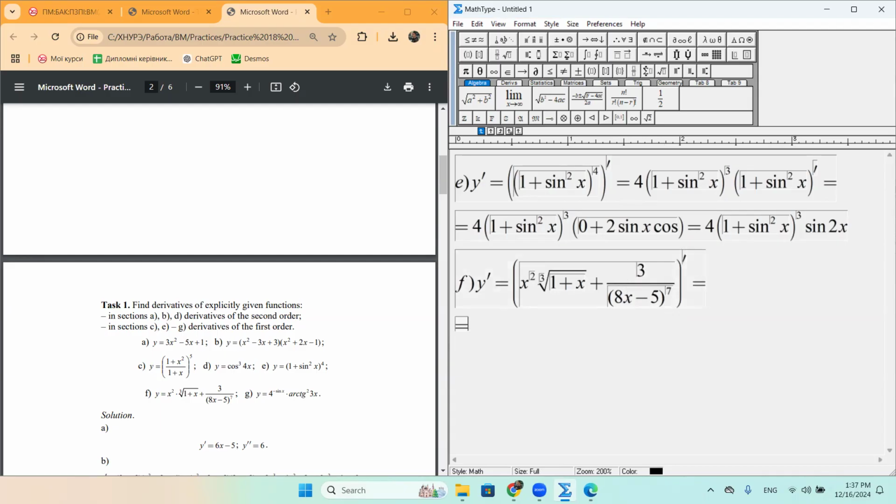And now let's start differentiating. So we'll differentiate this function as a product. So 2x multiplied by this plus x in power of 2 multiplied by the derivative of this function.